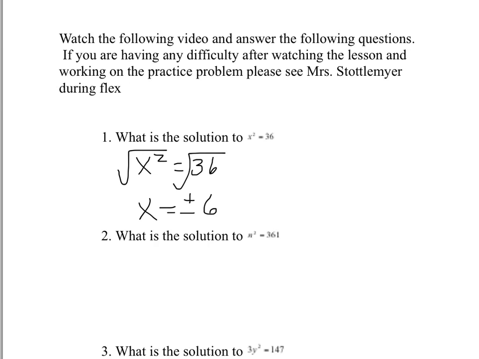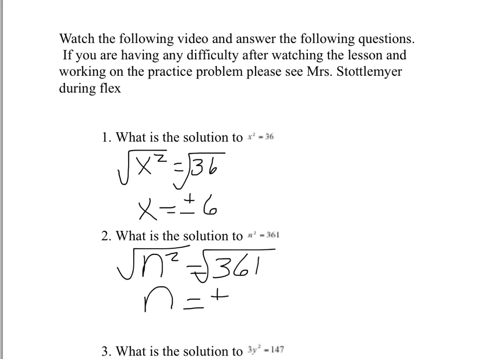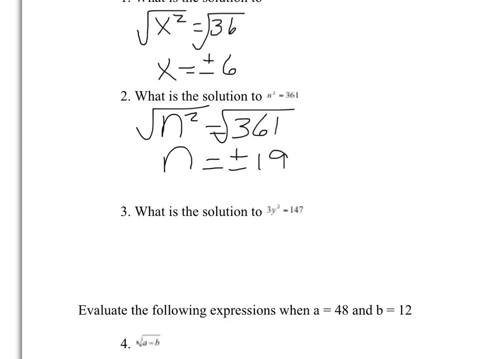Alright, now that you've completed number 2, just to go over it with you, n squared equals 361. We're going to square root each side, and when we do that, we're going to get n equaling positive or negative 19. You don't need to know the square root of 361 in your head. It was fine if you used the calculator, which I'm sure most of you did. Biggest thing is make sure you have those positive negative signs there.